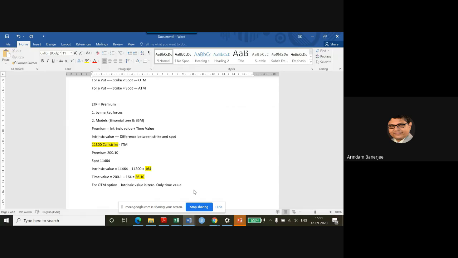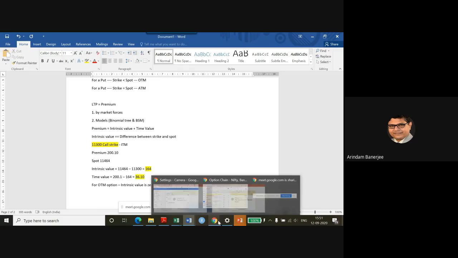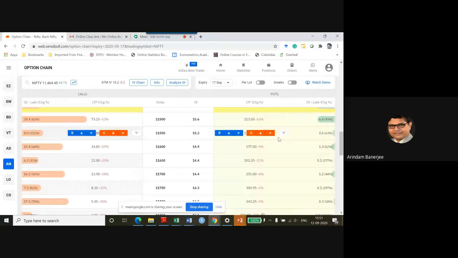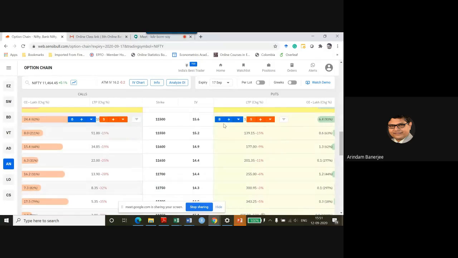Now time value reduces as the time to expiry comes nearer. Okay. Now, so this is OI, this is LTP. Now there is a very important parameter here. It is called IV. It looks like Roman 4, but it is not 4, it is IV. It is implied volatility.